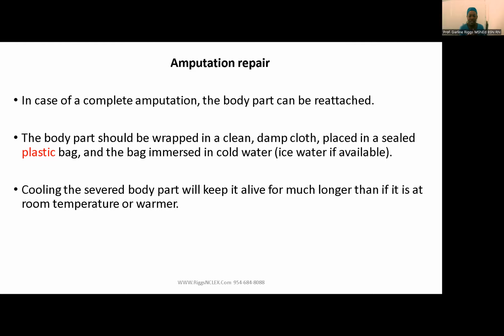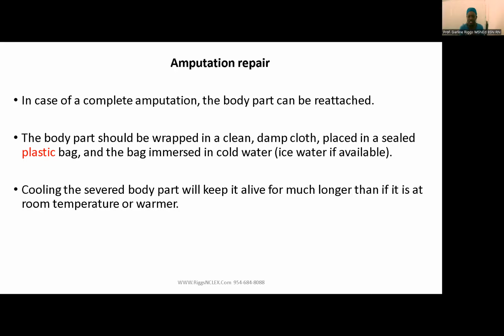So there are cases where, yeah, the body part can be reattached, but how do we save it? Okay, it needs to be wrapped in a clean, damp, right? Moist, wet. Okay, placed in a sealed plastic, not paper, plastic. Okay, the paper bag question is with your metabolic alkalosis client, or your client who's been sexually assaulted, so we can save the DNA. Those are the paper bag questions.